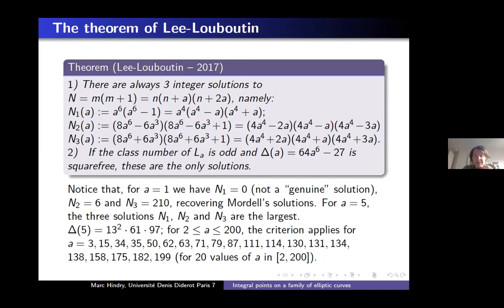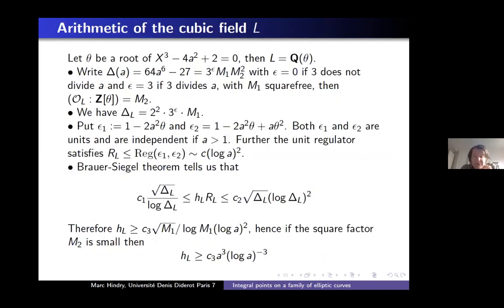So I will briefly discuss what is the arithmetic of this cubic field that this whole paper looks at. There's a slight shift of parameter. I've just multiplied by 2 because it's easier to write, but it's the same cubic field. So you take the root of the equation x cubed minus 4a squared x plus 2. There is an x missing here.